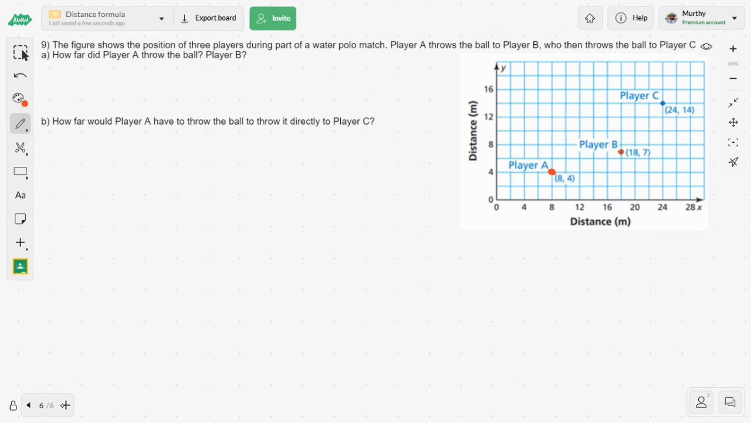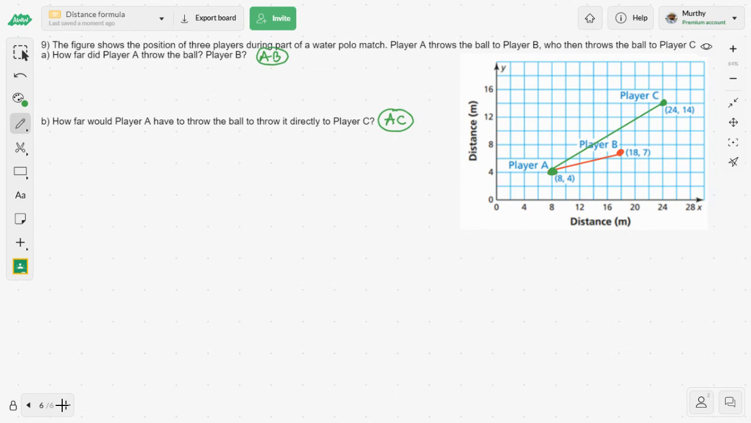B, who is here. Okay. So the question is, what is the distance while throwing the ball? Next question, I'm also reading: how far would player A have to throw the ball to throw it directly to player C? Okay, in case player A has to throw to player C this way, then how far he has to throw? So the question is, what is the length of AC here? And the first one is, what is the length of AB? What is the length of AB?